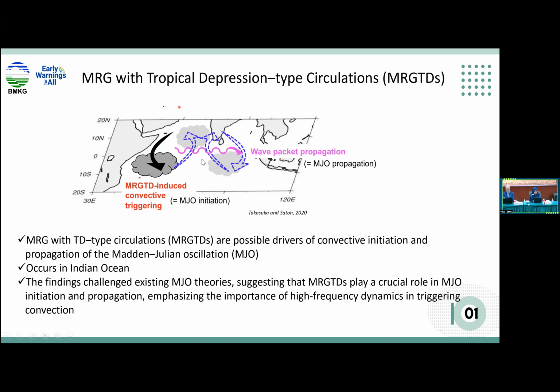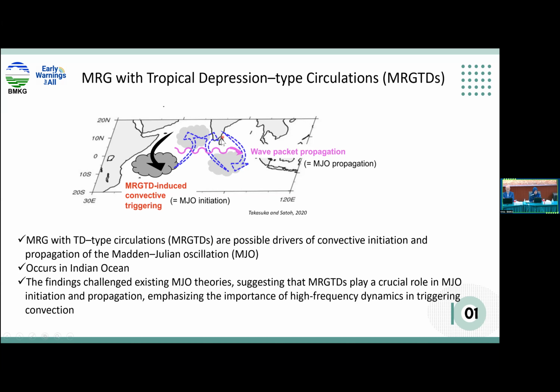And Takasuka and Sato 2020 also reveal that the MRG wave contributes to MJO initiation. So MRG with tropical depression circulation induces convective triggering that also initiates the MJO in the region of the Indian Ocean. It turned out that MRG with TD-type circulation, or MRG TDs, are possible drivers of convective initiation and propagation of the Madden-Julian Oscillation, and it occurs in the Indian Ocean.